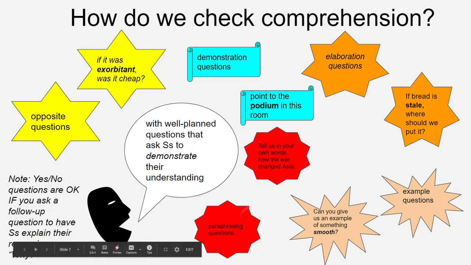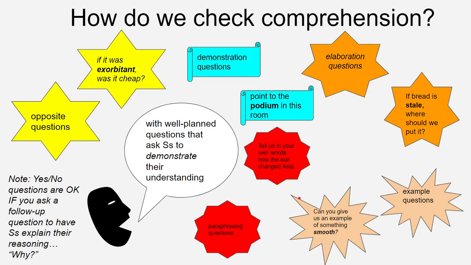Finally, a kind of question you might come across is the paraphrasing question. Tell us in your own words how the war changed Asia. Here it happens to be a paraphrasing question about content. But you might have a paraphrasing question about, for example, instructions. Can you tell me in your own words what we're going to do, for example? So these are some question styles, if you will, that you might use when you check comprehension of language, content, and instructions.